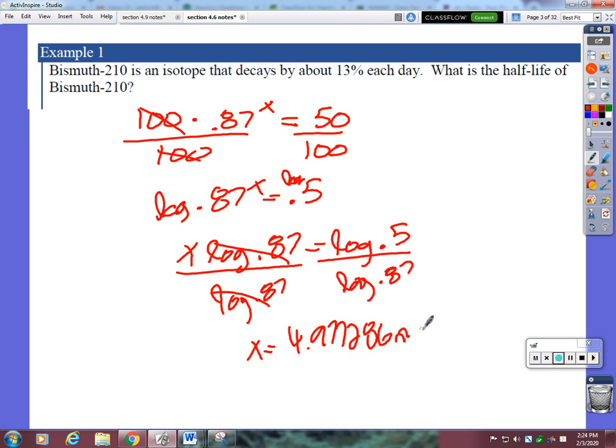4.977286, which is about 5 days. Okay? So the half-life of bismuth-210 is about 5 days.